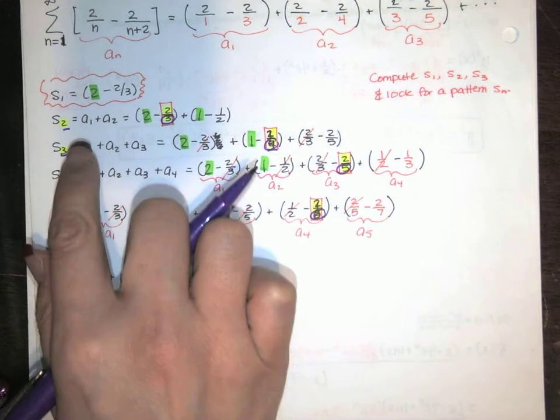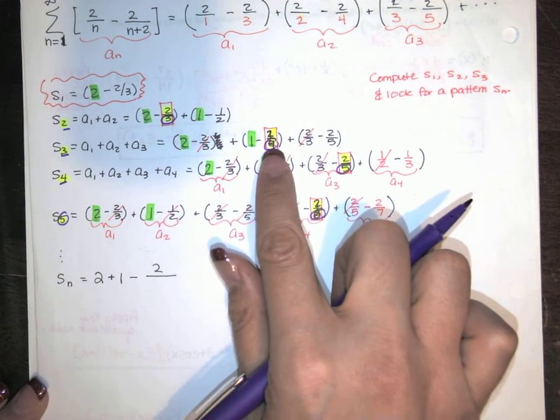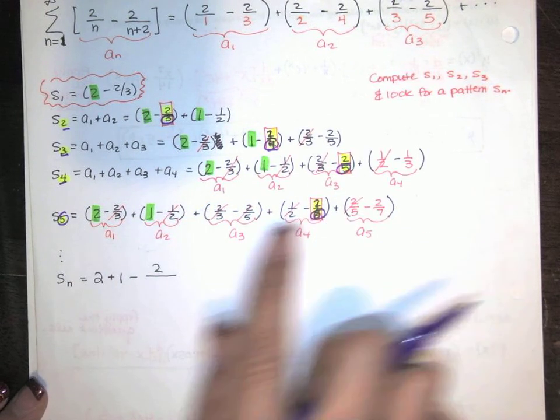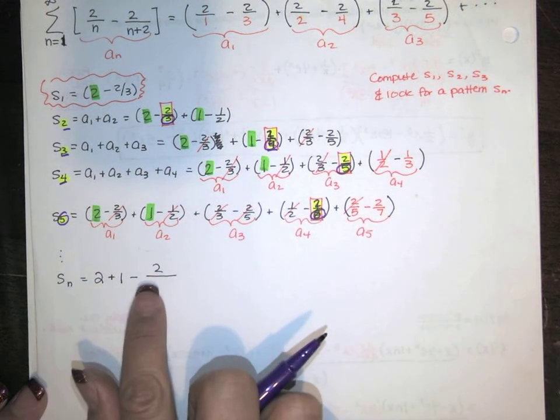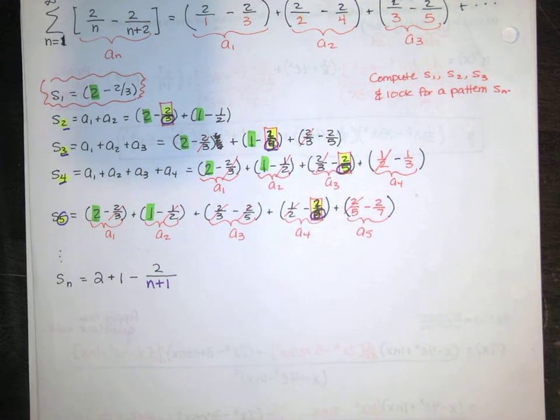Now I can see the pattern. There's a 2 and 1 more than that, a 3 and 1 more than that, a 4 and 1 more than that, and a 5 and 1 more than that. So if this is an n, this has got to be 1 more than n. So that's got to be an n plus 1. Similarly, the last one, I think we're going to have to do the same thing with those guys.